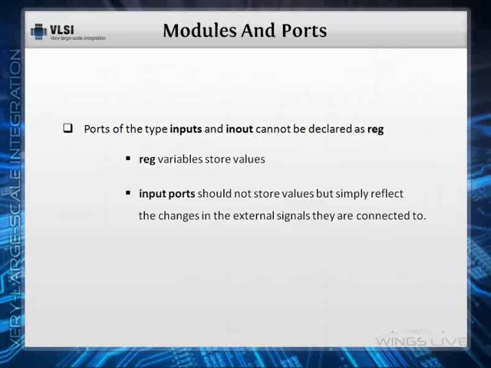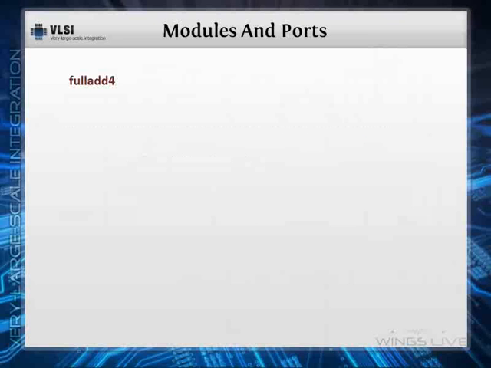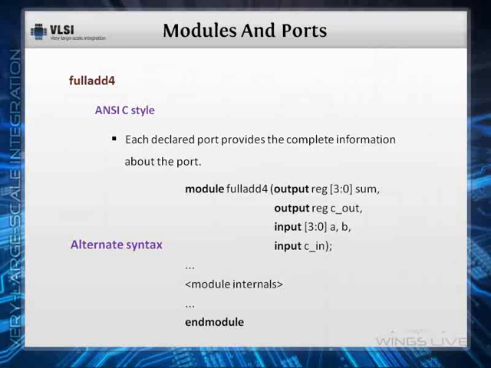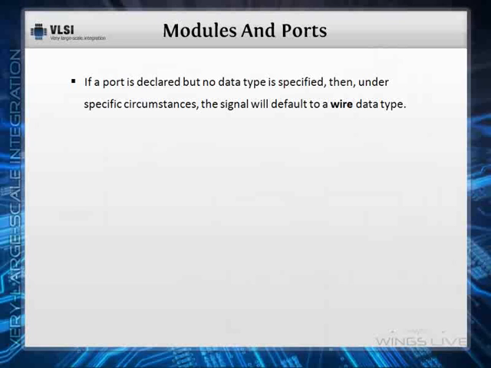Note that the module full add 4, which we have seen before, can be declared using ANSI C style syntax to specify the ports of the module. Each declared port provides the complete information about the port. Now here we have the alternate syntax. This syntax avoids the repetition of naming the ports in both the module definition statement and the module port list definitions. If a port is declared but no data type is specified, then, under specific circumstances, the signal will default to a wire data type.